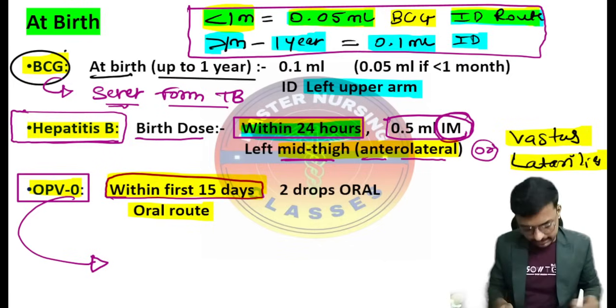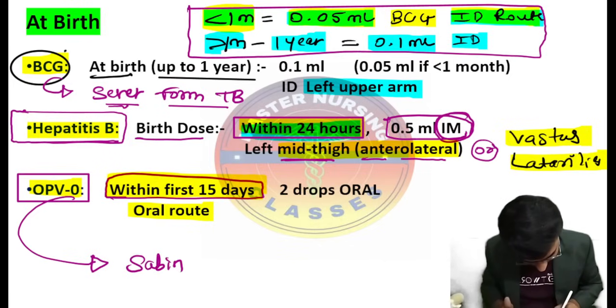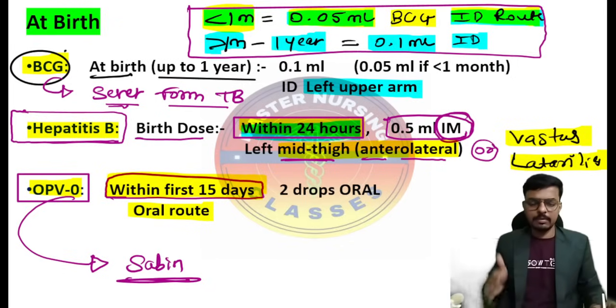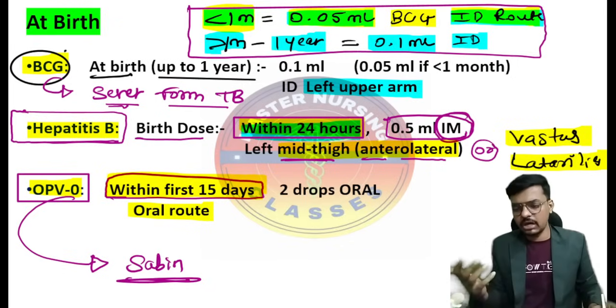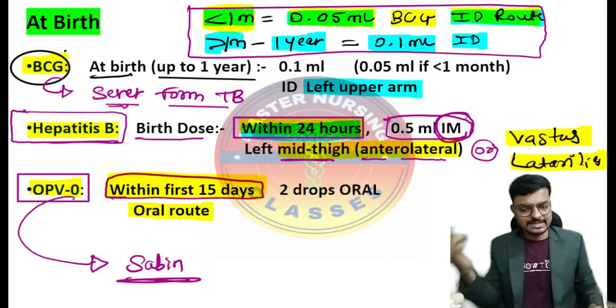Yes, the oral polio vaccine is the Sabin. Salk is the other name of the IPV, not OPV, because OPV we call Sabin. IPV we will call the Salk vaccine.